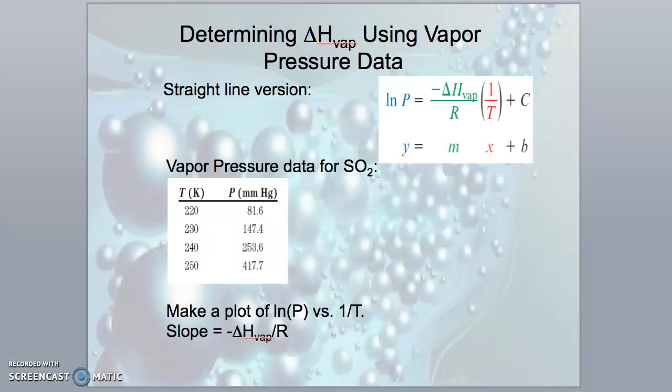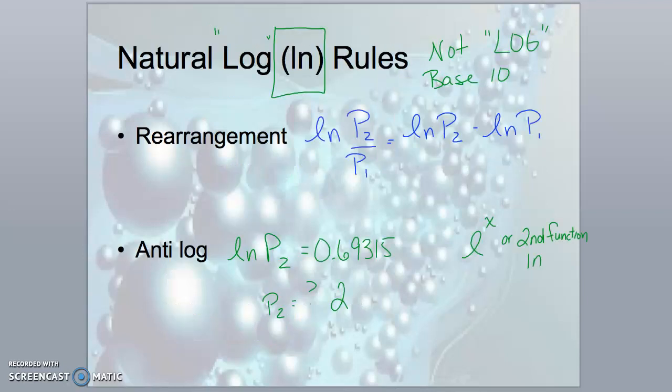So this is just showing how, if we had some temperature and pressure data, we could make a graph, and the slope would be negative delta H over R. We'd have to solve for delta H. Now, when we're doing the 2-point equation, one thing worth mentioning is there are a couple of log rules here. If we have the natural log of P2 over P1, the way the equation's written, we can rewrite that as the natural log of P2 minus the natural log of P1. And you might find that useful when you're doing these problems.